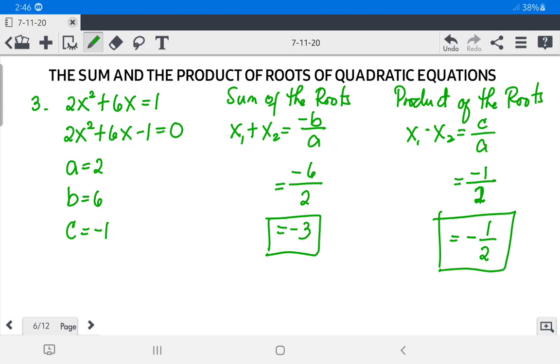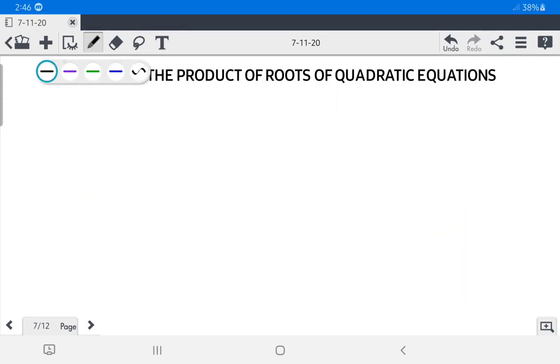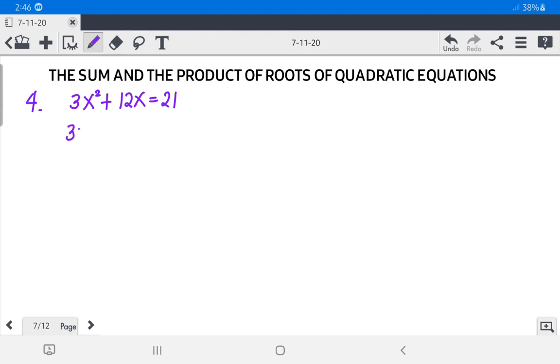Next, for number 4. Let's say we have 3x squared plus 12x equals to 21. Again, rewrite into standard form. We have 3x squared plus 12x minus 21 equals to 0. Here, I just use the subtraction property of equality. Subtract 21 on both sides of the equation. So, a is 3, b is 12, then c is negative 21.